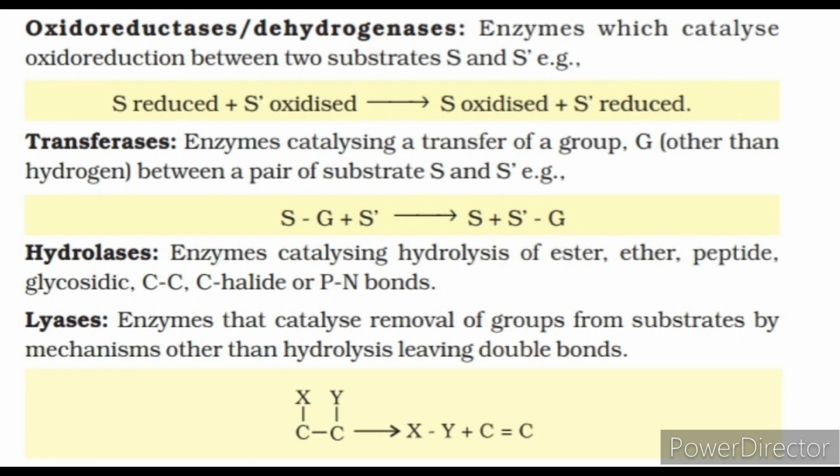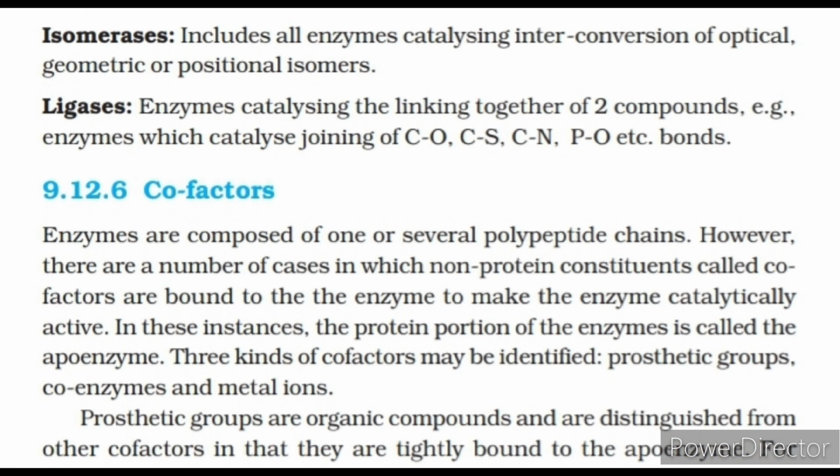Lyases: enzymes that catalyze removal of groups from substrates by mechanisms other than hydrolysis, leaving double bonds. Isomerases include all enzymes catalyzing interconversion of optical, geometric or positional isomers. Ligases: enzymes catalyzing the linking together of two compounds, for example, enzymes which catalyze joining of C-O, C-S, C-N, P-O, etc. bonds. Cofactors. Enzymes are composed of one or several polypeptide chains.